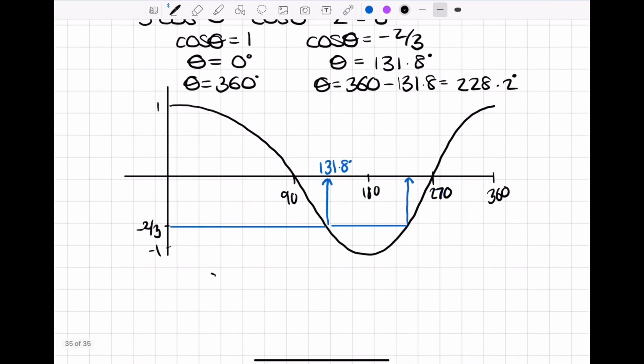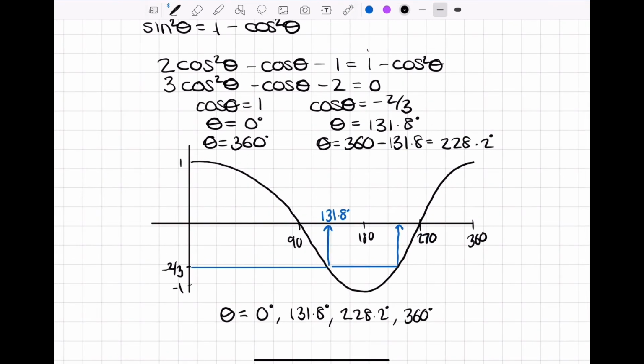So we have finally theta equals 0 degrees, 131.8 degrees, 228.2 degrees, and 360 degrees. And that's our full 4 solutions for that equation.